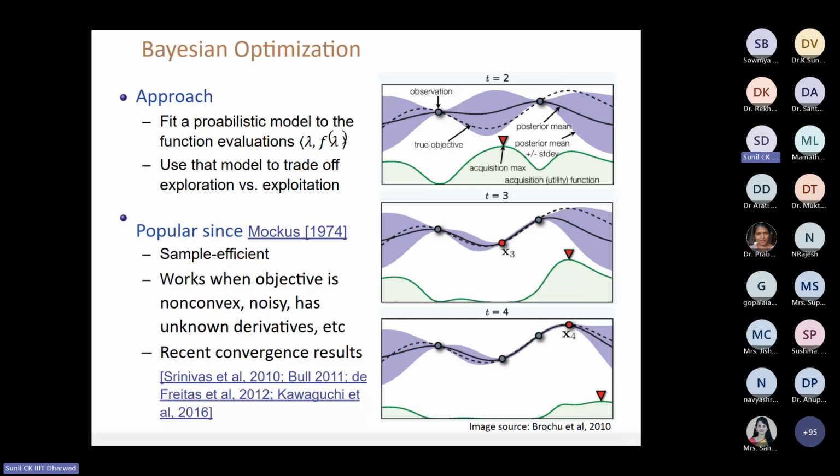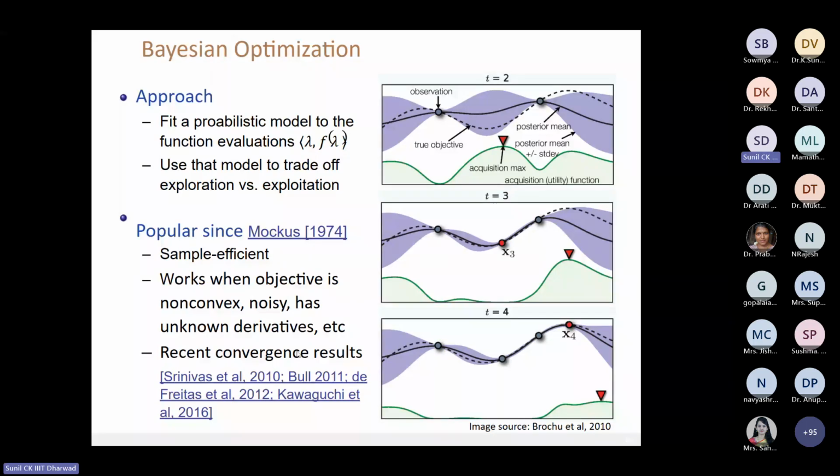Okay, that's what the approach is: fit a probabilistic model to the function evaluations, that is lambda comma f of lambda, and use that model to trade off exploration versus exploitation. And it is simple and efficient. It works when the objective is non-convex, noisy, and has unknown derivatives.